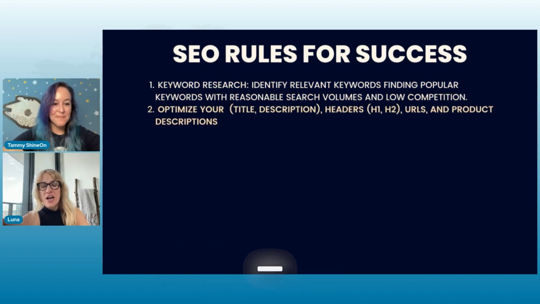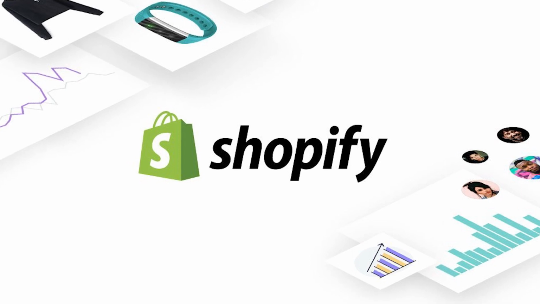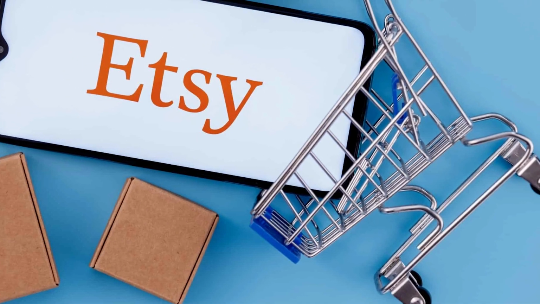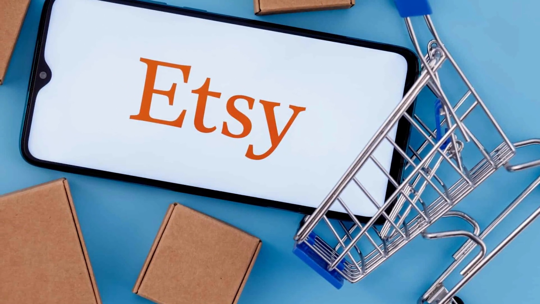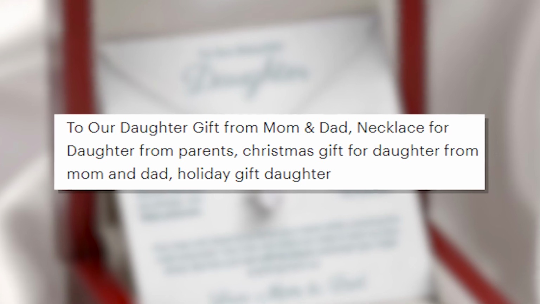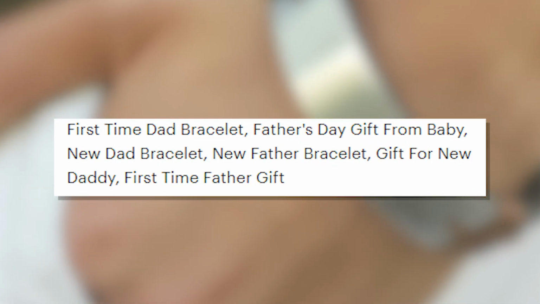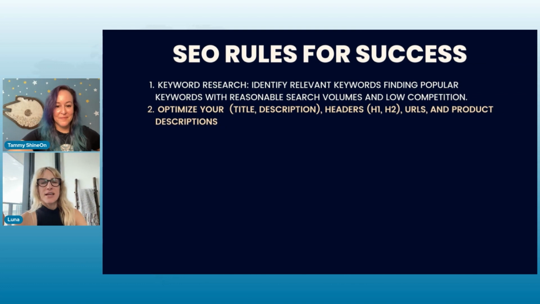And then you need to optimize your title, description, headers, which is more for when you have a Shopify store, and also your URL and product description. That's kind of what I want to bring up. On Etsy, when you are creating a title, we actually have very lengthy titles, right? Where it's like bracelets, gift for dad, Father's Day gift, dad birthday. We stuff it with as many keywords as possible because it does help with ranking.